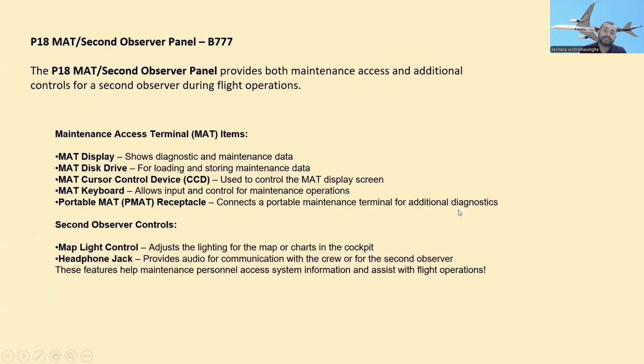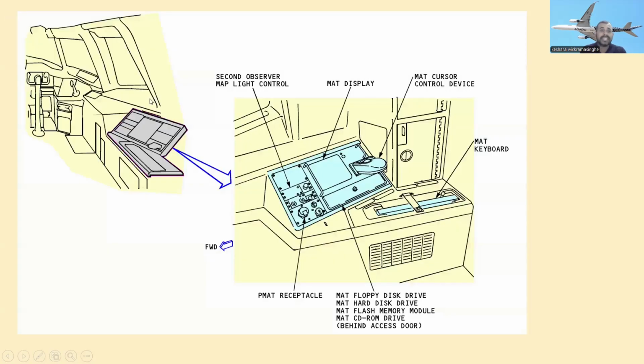Now the P18 MAT second observer panel. The P18 MAT second observer panel is located over there. You can see here are the PMAT receptacles, and here the MAT floppy disk drive and MAT hard disk drive, MAT flash memory module, and MAT CD-ROM drive behind the access door. And here is the MAT cursor. The MAT cursor is a control device used for the MAT display. And the second observer map light controls are over there, and this is the MAT keyboard.